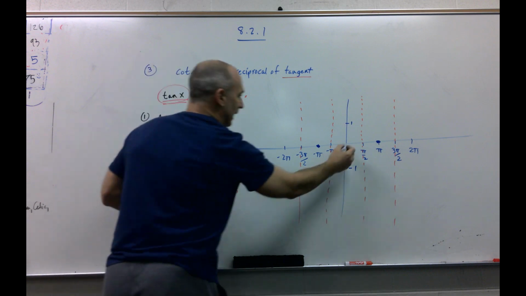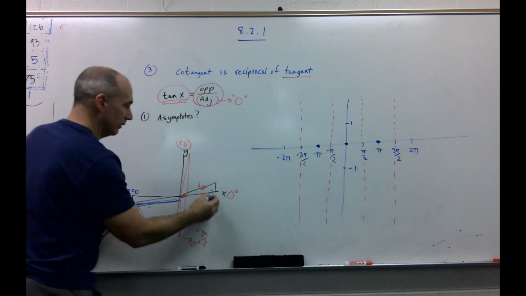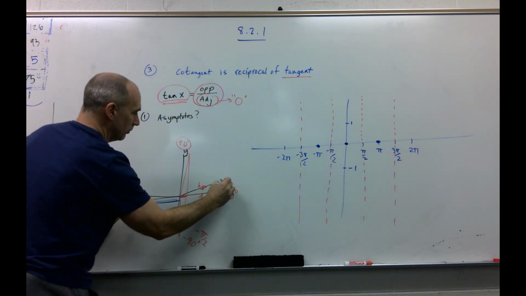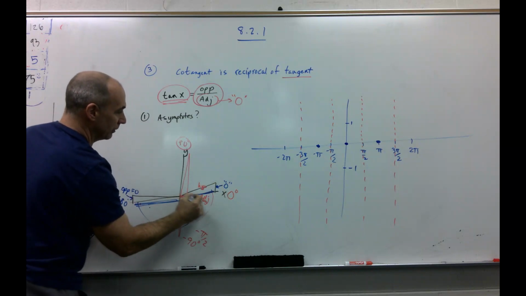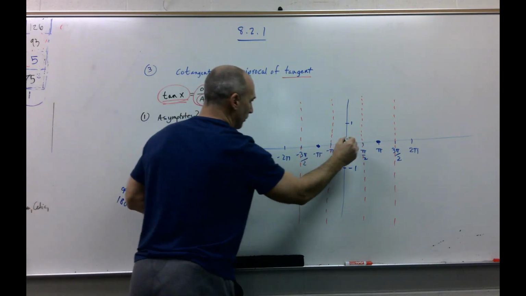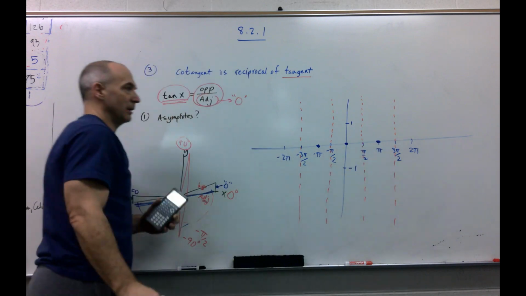Now what about tangent of zero? Well, opposite is zero over adjacent, which is some number, is zero. So there, I know those are part of my tangent graph. Now, where does it go?